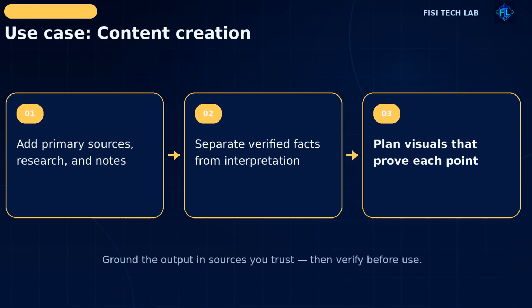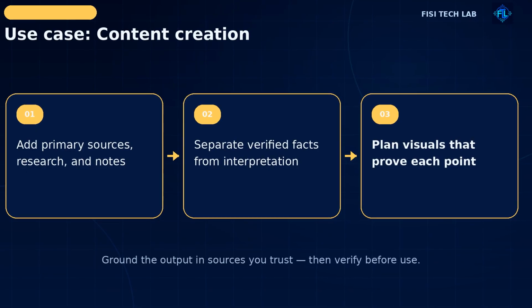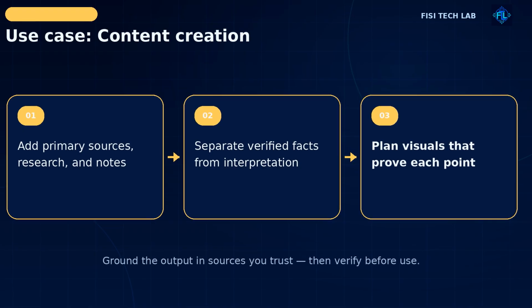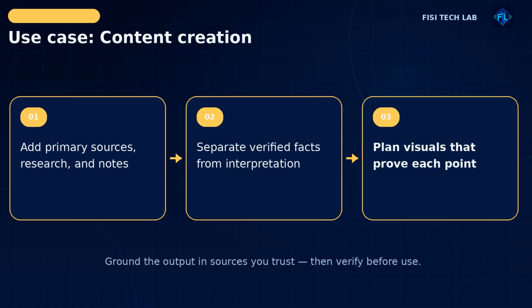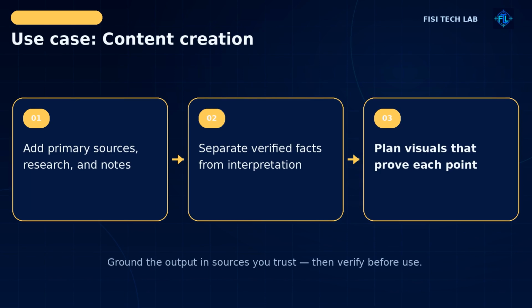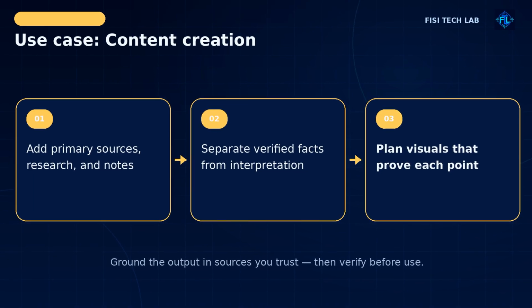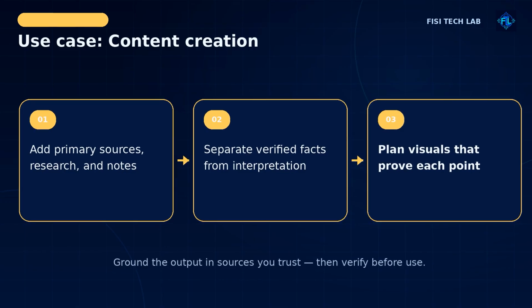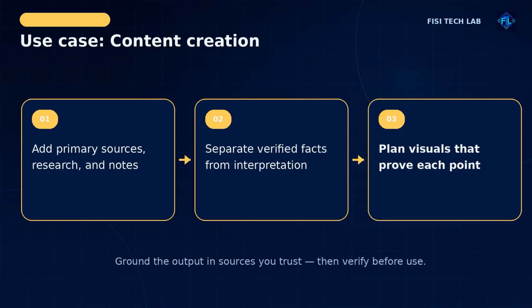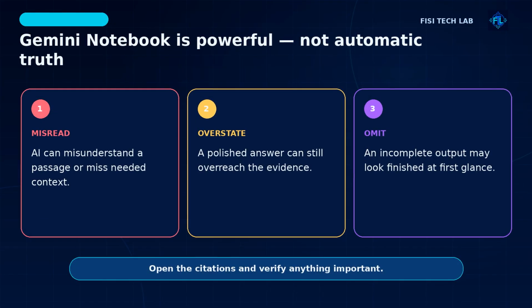Gemini Notebook is powerful, but it is not automatic truth. AI can misunderstand a passage, overstate a conclusion, or produce an output that looks polished but is incomplete. Open the citations and verify anything important.